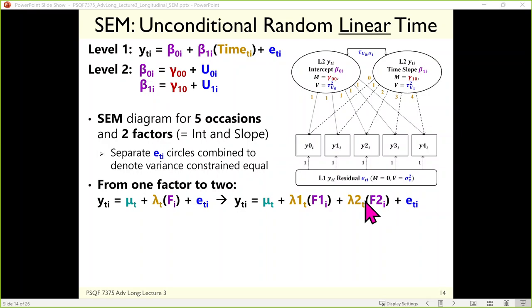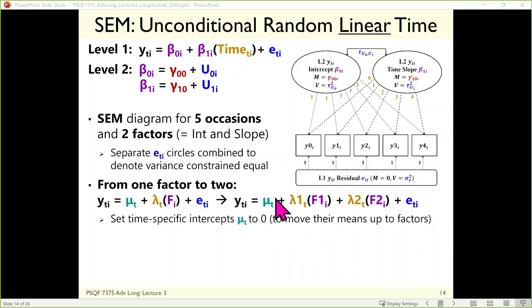Next step, we're going to shut off the intercepts. The intercepts here, these green mu terms, tell us basically what the mean of the variable is going to be. Most of the time in factor analysis, we set the means of the factors to zero so that we can estimate these intercepts instead. We're going to flip it. So we're going to force all of these intercepts that are for specific occasions to zero so that we can push up to the factor level all of the information that we have about their means. So we're going to shut it off.